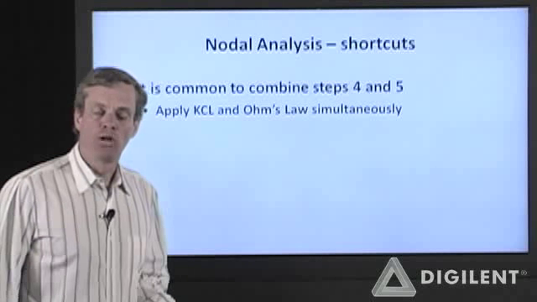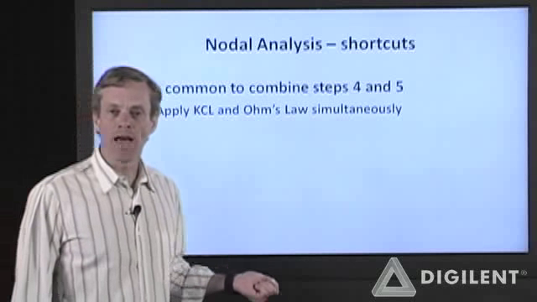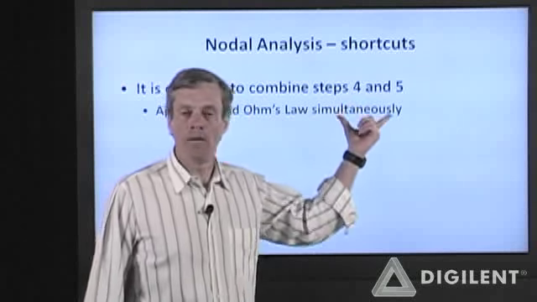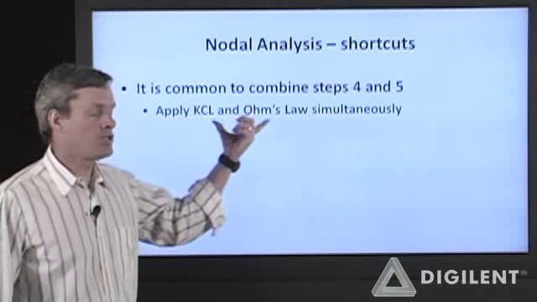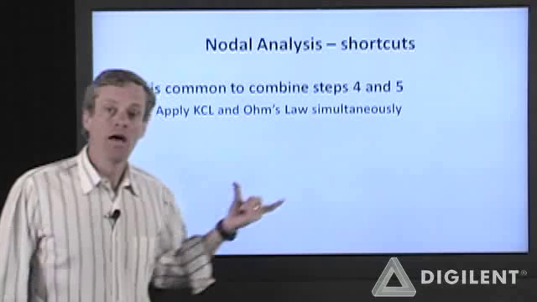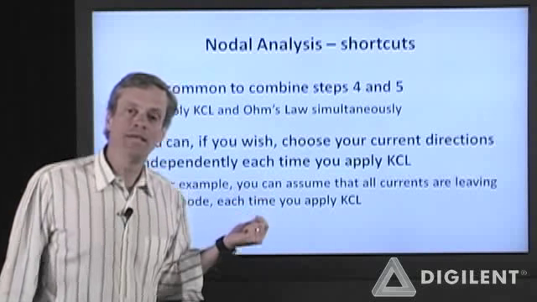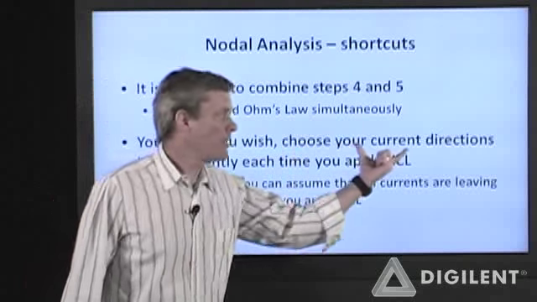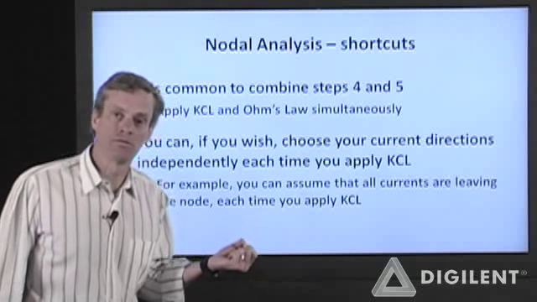Ordinarily, when I'm doing nodal analysis, I won't go through all 6 of those steps in such a painstaking fashion. I'll take shortcuts. For example, it's extremely common to combine steps 4 and 5. When you write KCL, just go ahead and include Ohm's law at the same time. Also, if you want to, you do not need to be consistent on your current directions between different applications of KCL at different nodes.